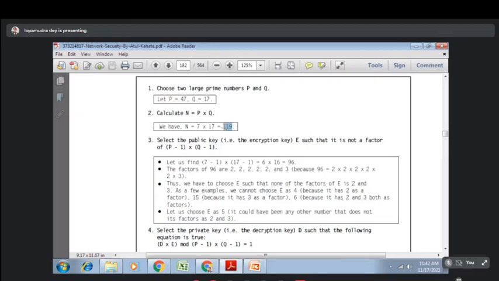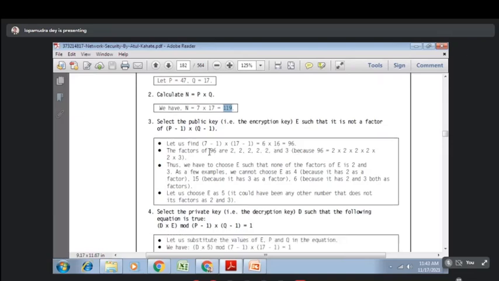Now we have to select the public key E such that it is not a factor of P minus 1 into Q minus 1. Now P is 47, Q is 17. So P minus 1 into Q minus 1 is equal to 6 into 16, that is 96. So the factors of 96 are these. So you have to choose E such that it is not a factor of 2, 4, then 6.